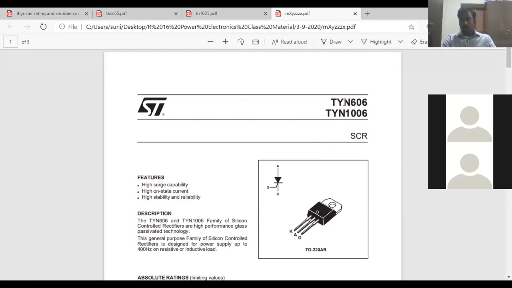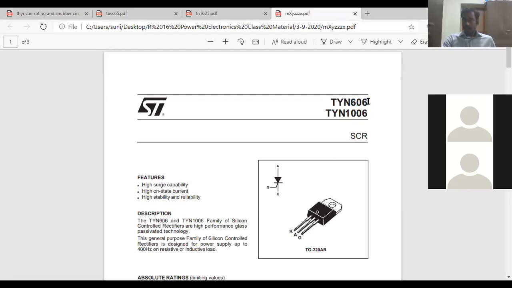Okay. If you are going to consider any SCR for any application, it may be 405, it may be 606, it may be 1006, like that. If you consider this 606, this 6 here represents the blocking voltage value. The 6 is in terms of multiplication by 100. So that means the maximum blocking voltage for this SCR is going to be 600 volts, isn't it?